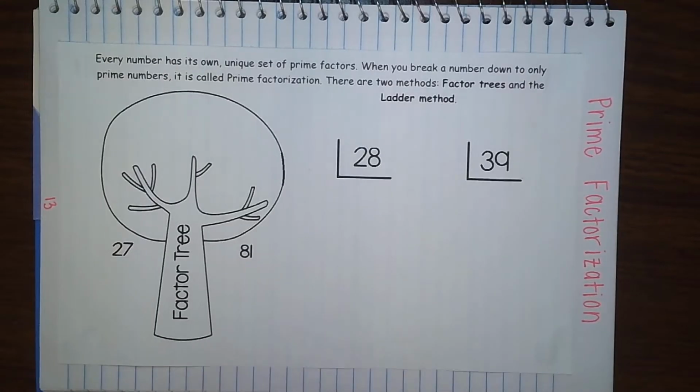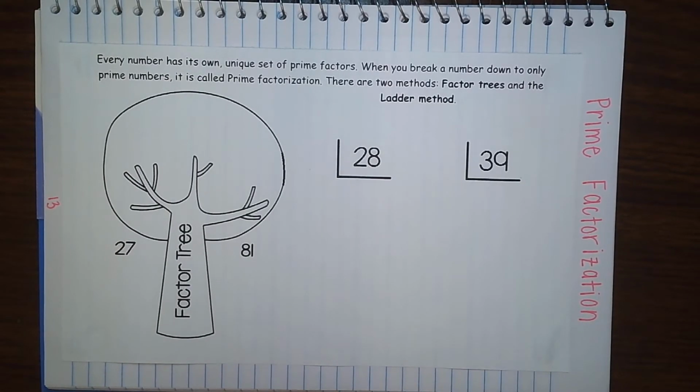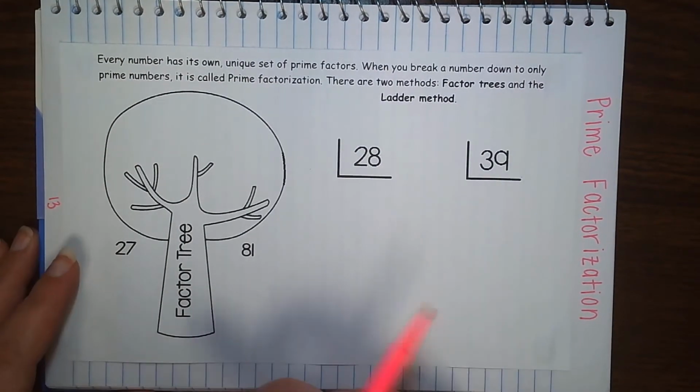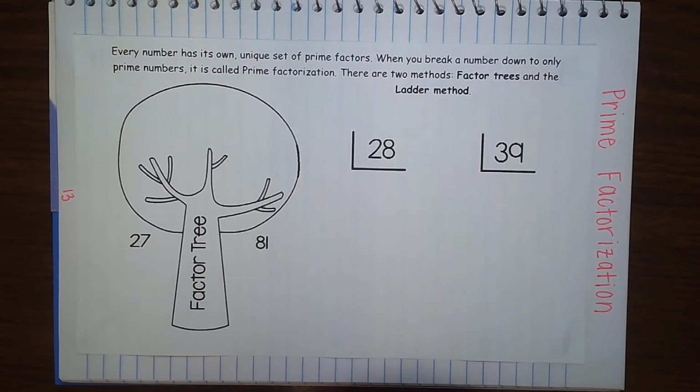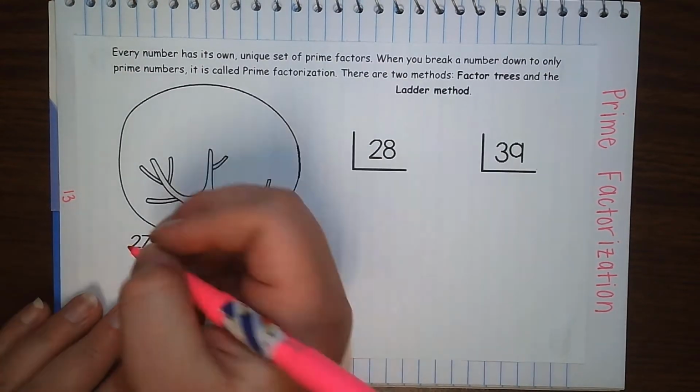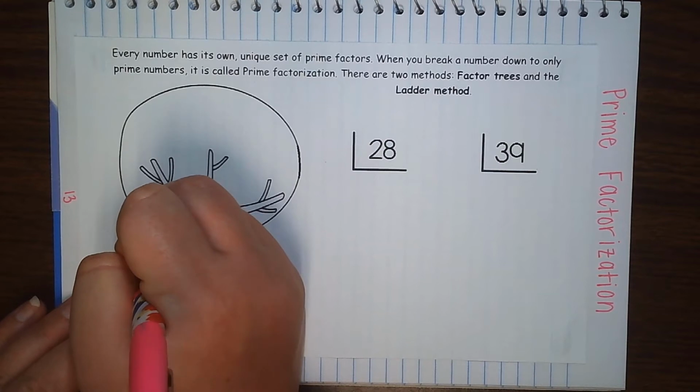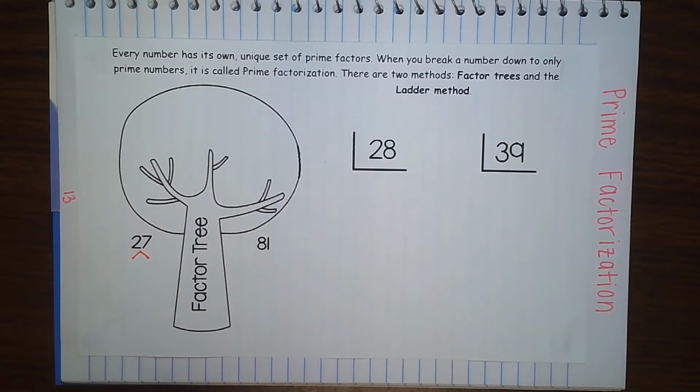Every number has its own unique set of prime numbers. When you break a number down to only prime numbers, it's called prime factorization. There are two methods, factor trees and the ladder method. Factor trees are more common in elementary school. I'm pretty sure that we've all seen our factor trees. That's when you break a number down to two factors.